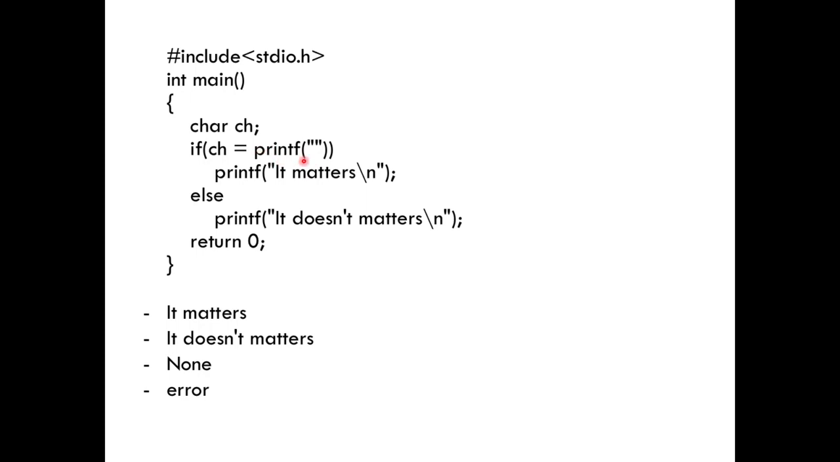Printf will always return the number of characters it displays as output. Here it is not outputting anything. So the printf statement will return a value of 0 because it is not printing anything. So ch is 0. If the ch value is 0, that means what? 0 is false. So when it is false, it does not go to the first statement, it will go to the else statement. So it does not matter. So what is the answer? The answer is the second one, it doesn't matter.